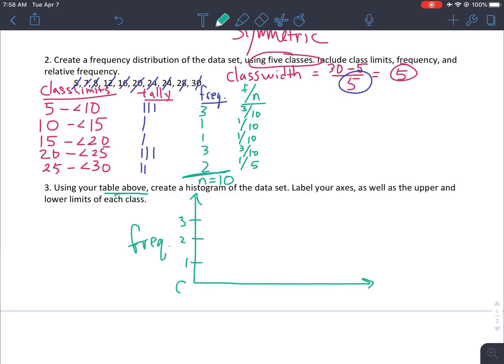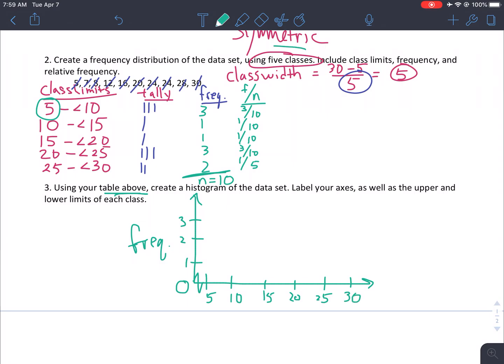And I can start at 0 here because the first number is 5. So I'm going to draw a little squiggly line there. That means we're starting at 5. And we are going to go 5 to 10, 10 to 15, 15 to 20, 20 to 25, and 25 to 30.